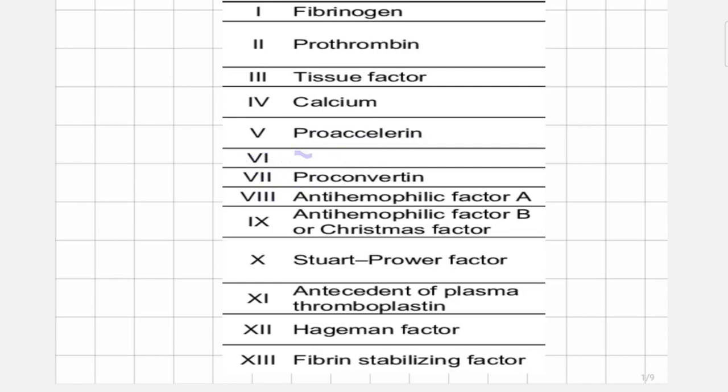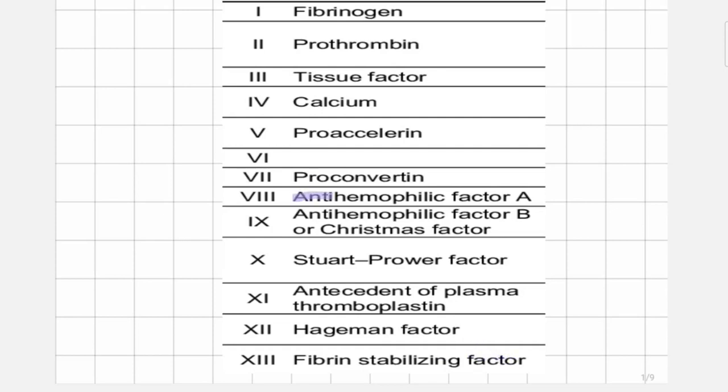6 does not exist, okay, it is nothing. And then 7 is proconvertin, 8 is antihemophilic factor A, 9 is antihemophilic factor B or Christmas factor, 10 is Stuart-Prower factor, and 11 is plasma thromboplastin antecedent, 12 is Hageman factor, and 13 is fibrin stabilizing factor.